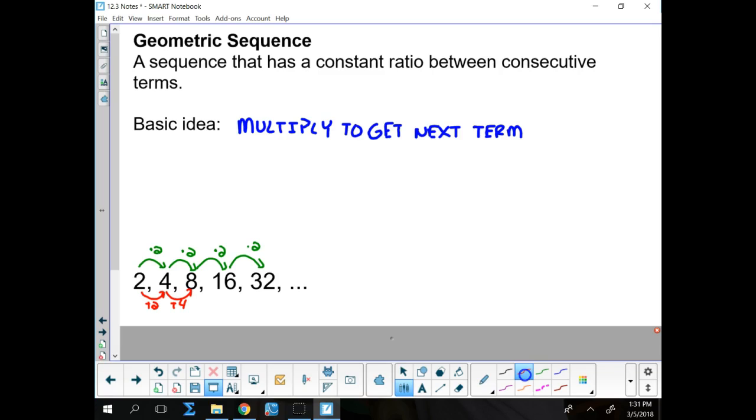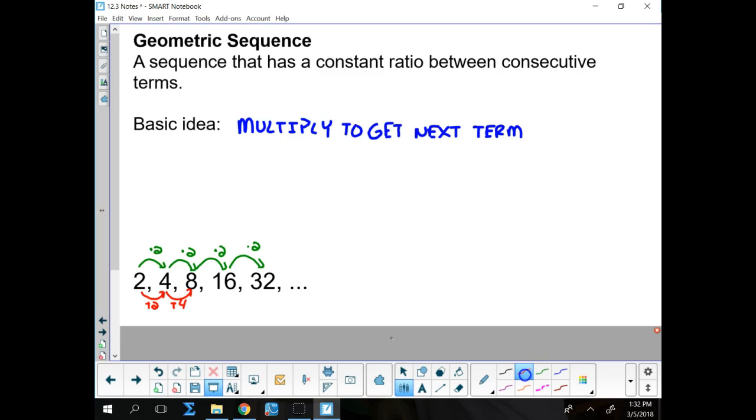The times 2 part, if I don't see that I'm multiplying by an R value, it's called an R value for ratio. Okay? So instead of adding D to get the next term, now we're going to multiply by R to get the next term. Okay? If I don't know what R is, how can I find it? Exactly. I take any term and I divide it by the term right before it.